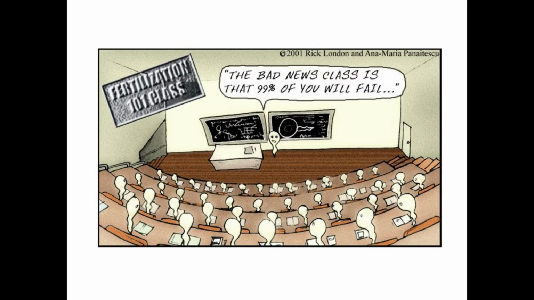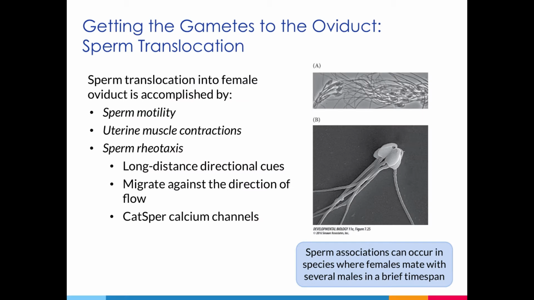Now that we've seen how the egg gets to the oviduct, let's discuss how the sperm reaches the general location of the egg. And it's important to know that in humans, only about 1% of the sperm that are ejaculated, so about 200 sperm of the 2 to 300 million that are ejaculated, actually reach the vicinity of the egg. There are several processes that allow the sperm to reach the vicinity of the oocyte in the oviduct.